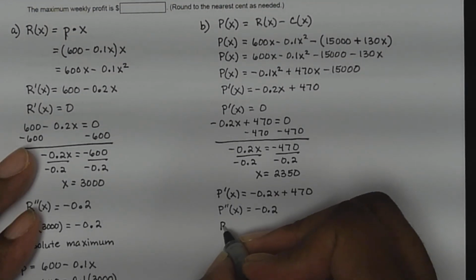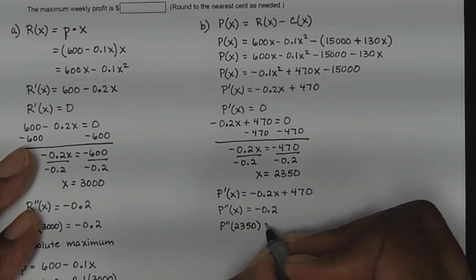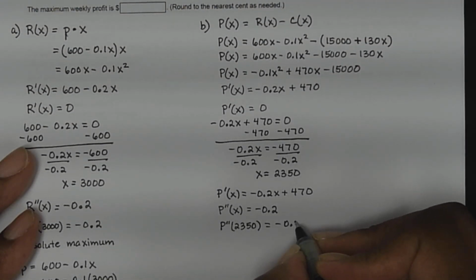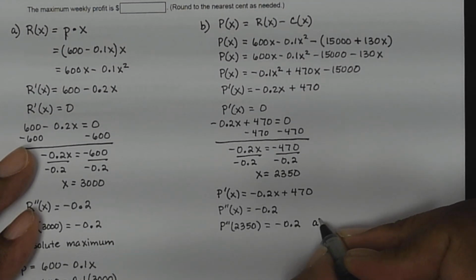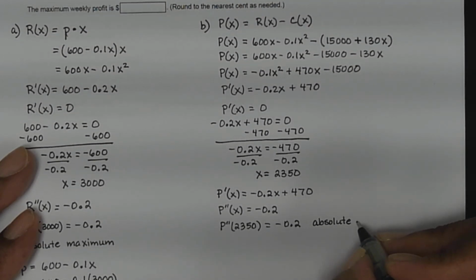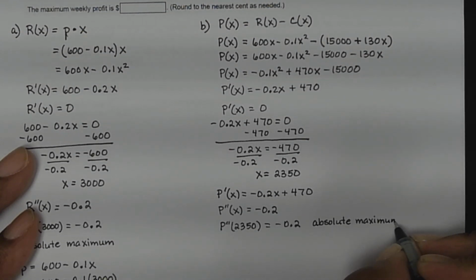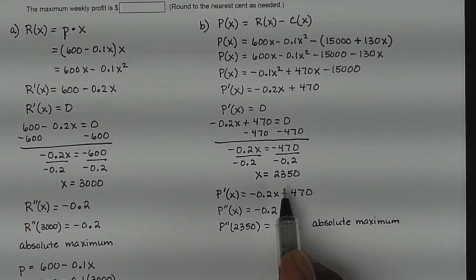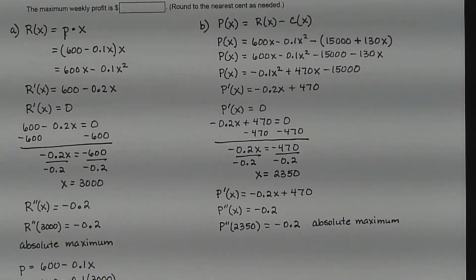So if I substitute the x with that 2,350, I'm still going to end up with negative 0.2. And it is negative, so that tells me I do have an absolute maximum. And I can say absolute maximum because I only come up with one critical number, 2,350 for x.